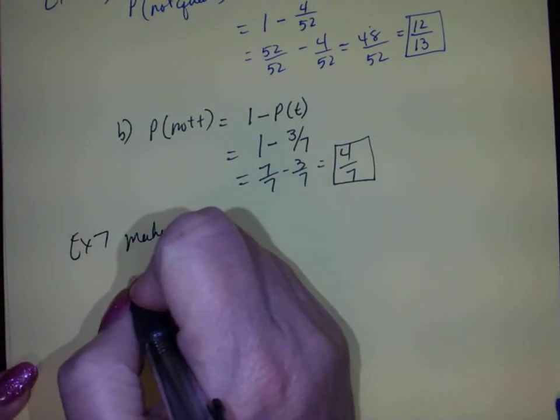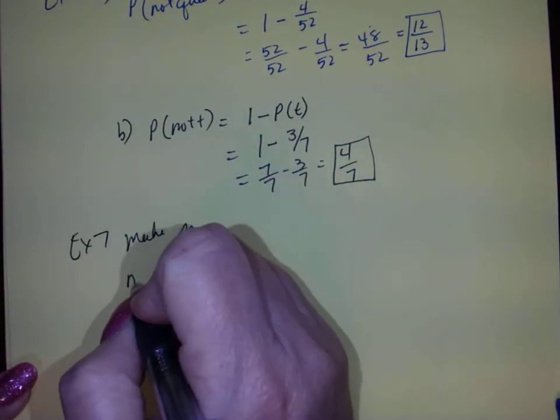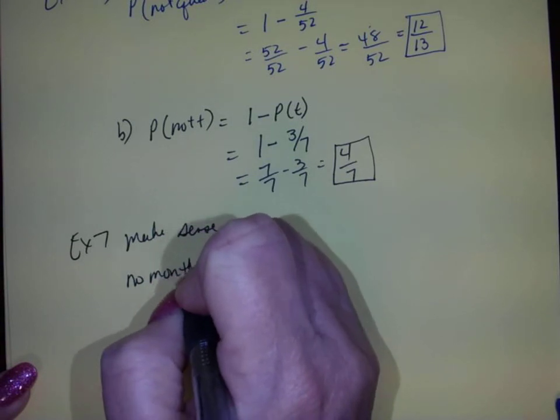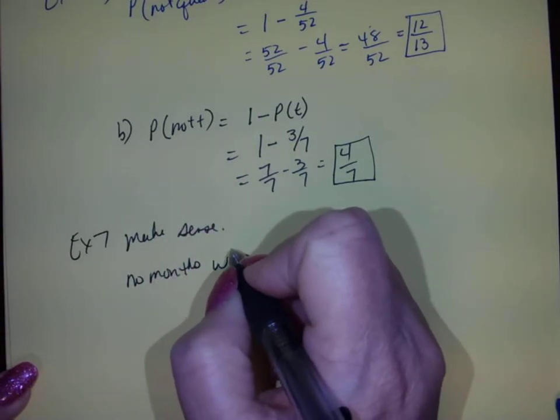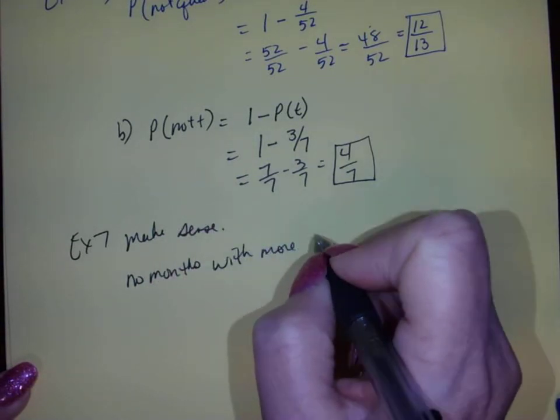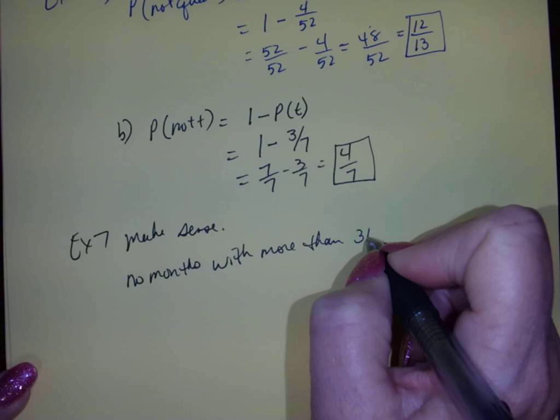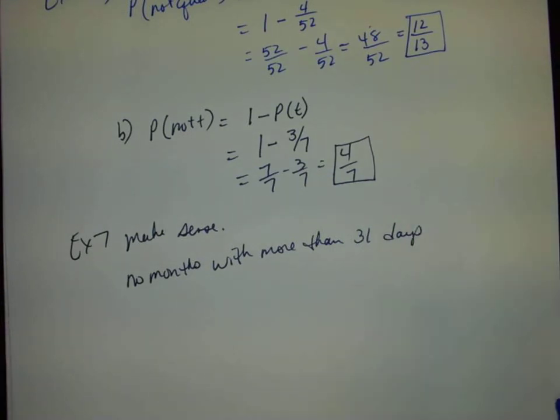So for example 7, it's going to make sense, because there are no months with more than 31 days. So the chance of selecting one at random is going to be 0.